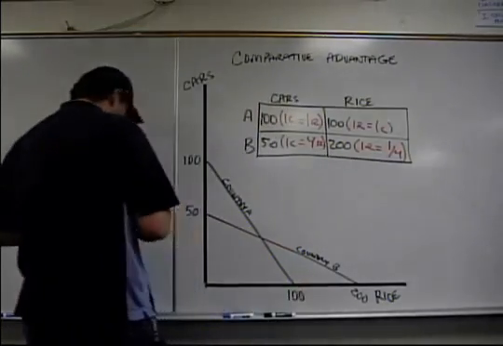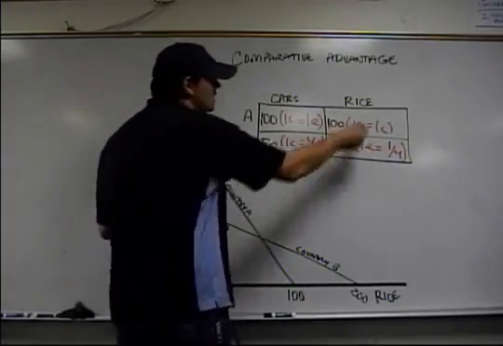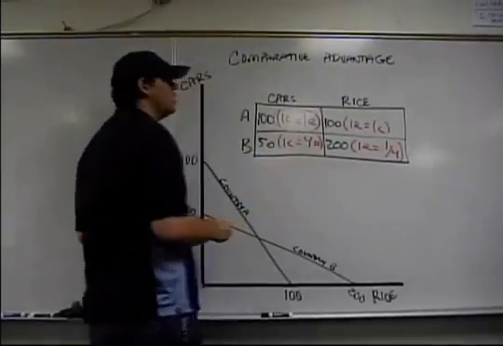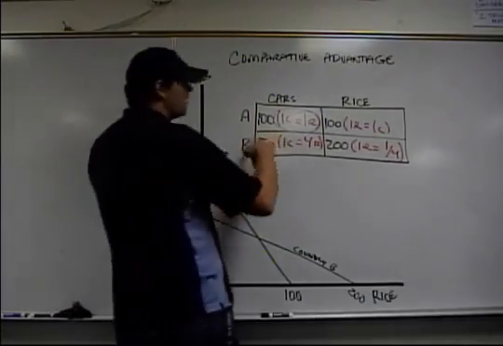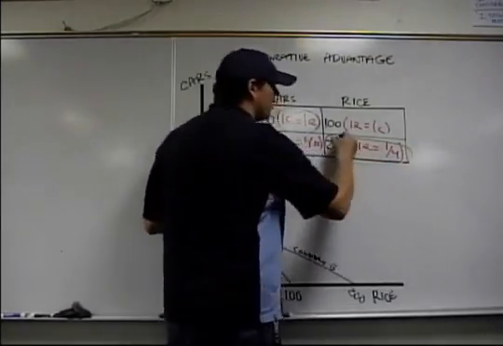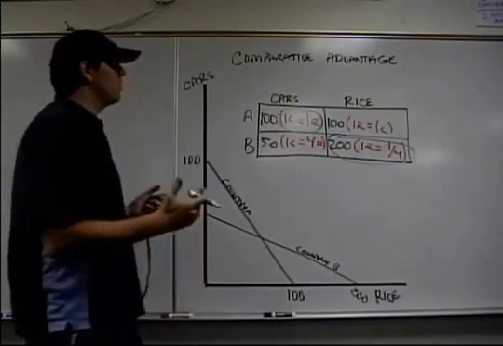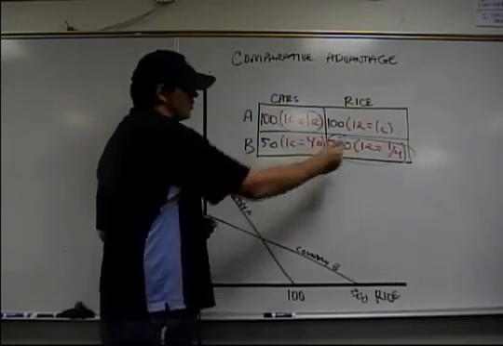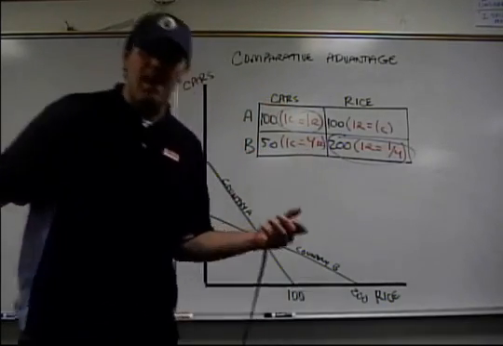So all you got to do now is pick the one that has a lower opportunity cost. Country A only gives up 1 rice, so they should be producing cars. And country B only gives up 1/4 a car, so they should be producing rice. Again, country A produces cars, country B produces rice. Problem solved.